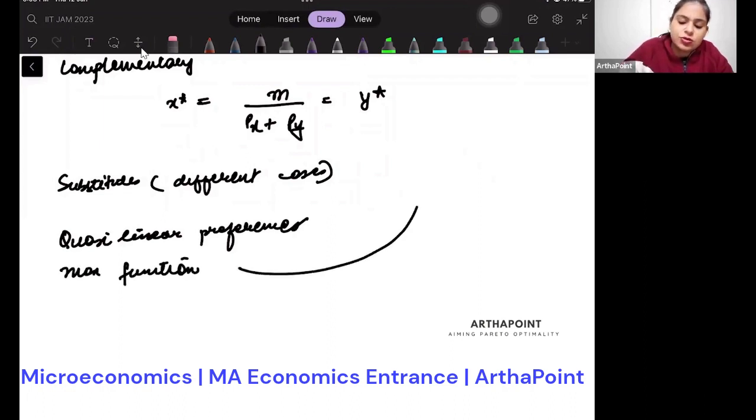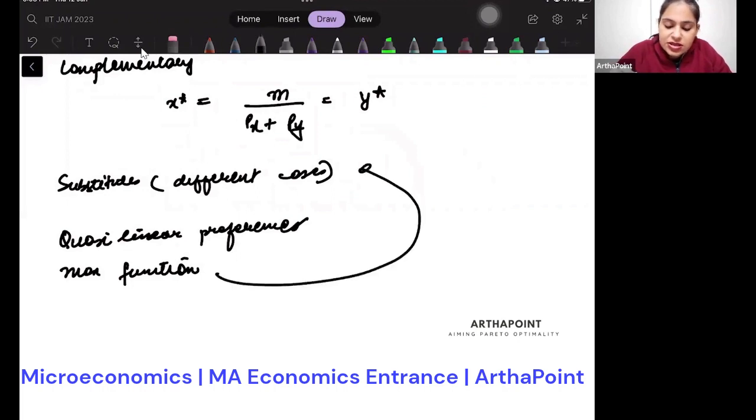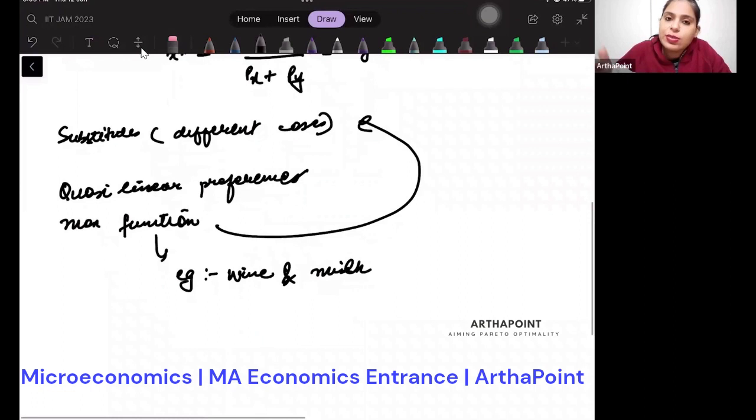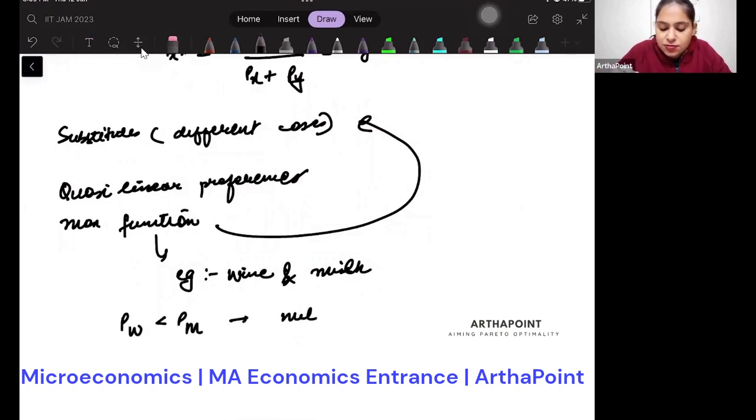Max is exactly like substitute goods. The only difference is that in the max function, you cannot consume the two goods together. For example, let's say wine and milk. I get positive utility from wine and positive utility from milk, but I can't consume them together. So I will either consume wine or milk. If the price of wine is less than the price of milk, I will consume wine. If the price of wine is greater than the price of milk, I will consume milk.